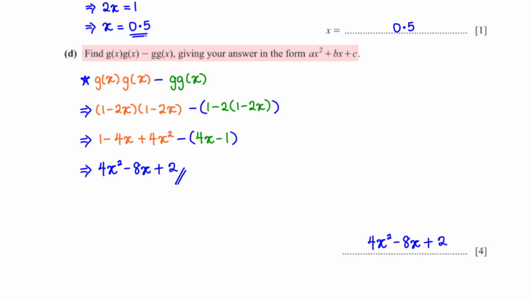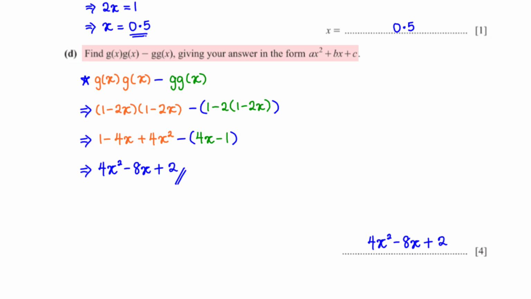Find g of x times g of x, minus g of g of x. Give your answer in the form ax squared plus bx plus c. g of x times g of x is (1 minus 2x) times (1 minus 2x). For g of g of x, we replace x in g of x with g of x, which is 1 minus 2x. This gives us 1 minus 2 times (1 minus 2x).